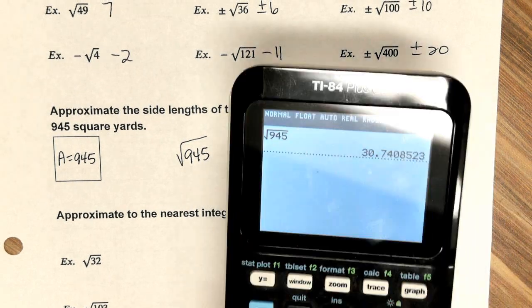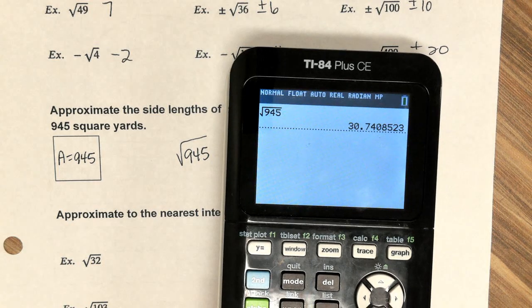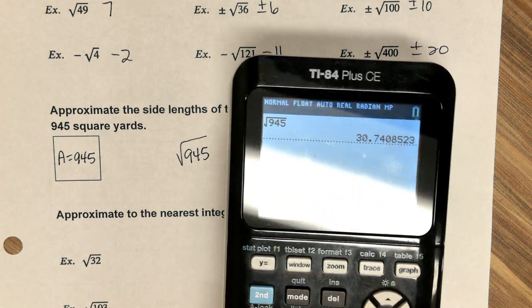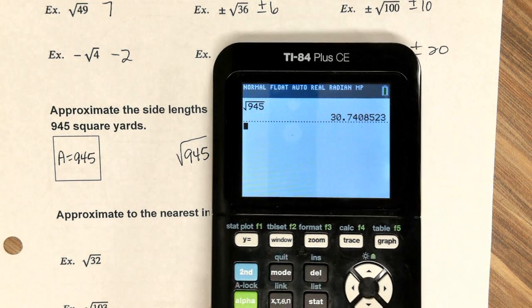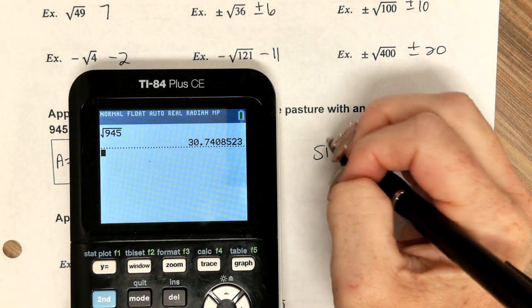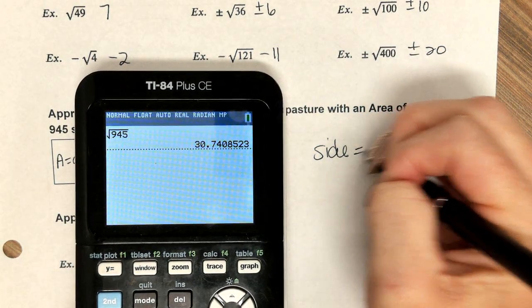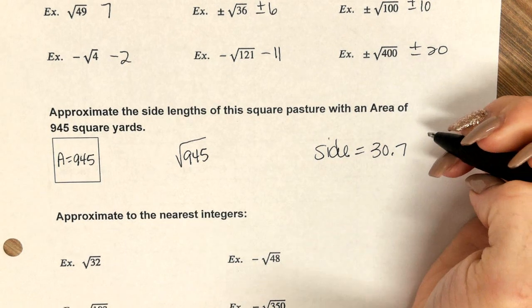Now, did it tell you how to round? It did not tell me how to round. So let's round to the tenths place. So the side length would be what? 30.7 what?